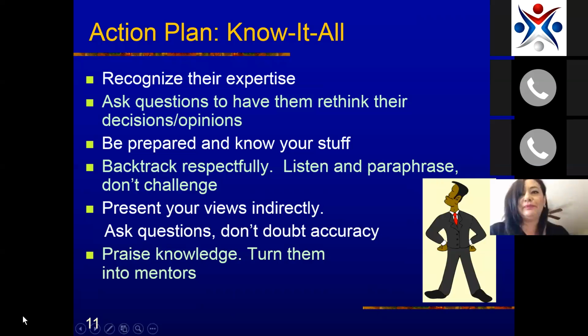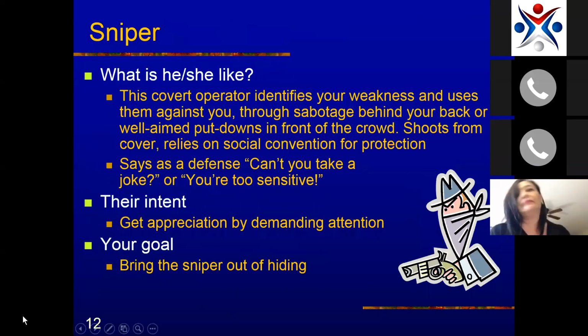Slide 12. The sniper. This is also another controlling person. And the sniper, unfortunately, does it by putting people down. They can do it in front of you and they can do it behind your back. They want to be appreciated and they demand attention. The goal with the sniper would be to expose him or her, bring them out from hiding.